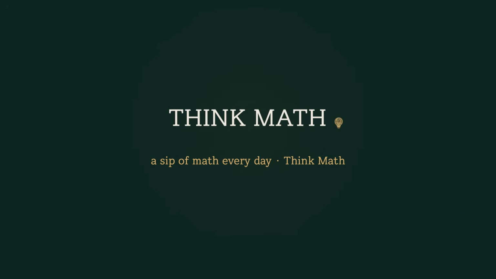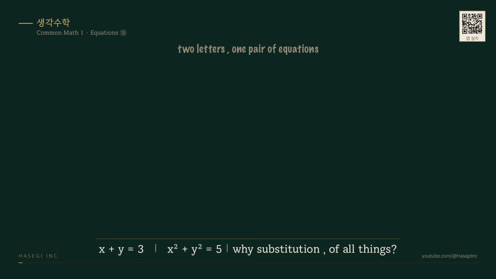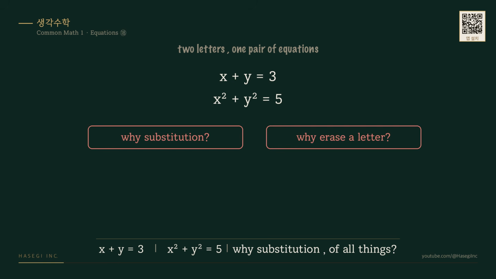Think math. Here is a pair of equations. x plus y equals 3, and x squared plus y squared equals 5. Meet a pair like this, and you do what you were taught. Take one equation and substitute it into the other. But why substitution of all things?